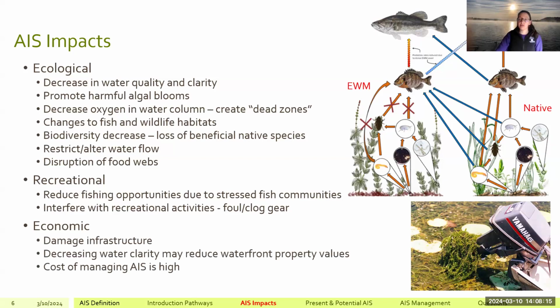And then economic impacts include damaged infrastructure, so they can damage canals, intakes, pipes, etc. And it's been shown that decreasing water quality has an impact on waterfront property values. And then lastly, the cost of managing AIS is very high. So once you have aquatic invasive species in a water body, it's very expensive and difficult to remove them or manage them.